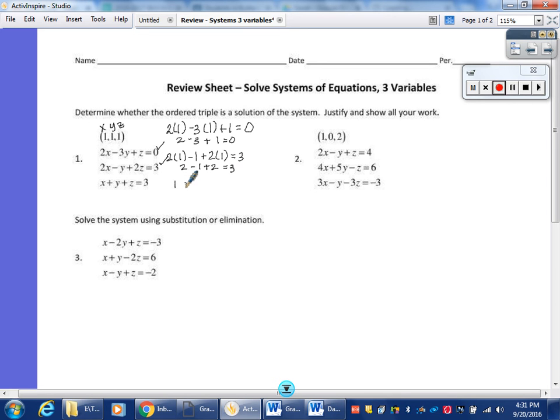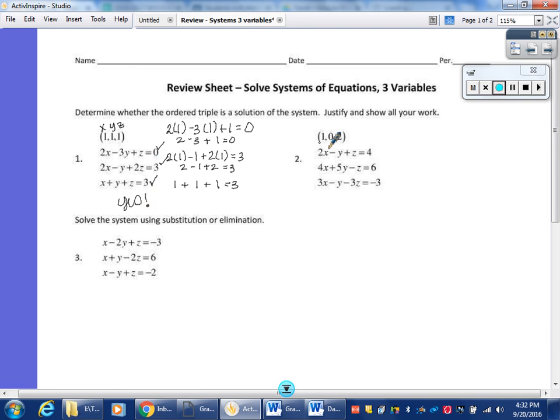So it's x plus y plus z is equal to 3, and that is in fact true. 1 plus 1 plus 1 equals 3. And so it checks out for this equation as well, which means that yes, that ordered triple right there is a solution to this system.